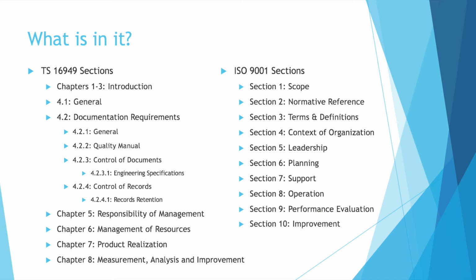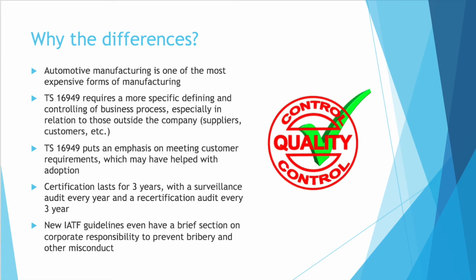I like the old quality saying, say what you do and do what you say. It's your quality management system and your quality manual and adhering to these guidelines that will make sure you're saying what you do and you're doing what you say. So you saw the similarities between TS 16949 and ISO. There's a lot of similarities, but a few key differences.